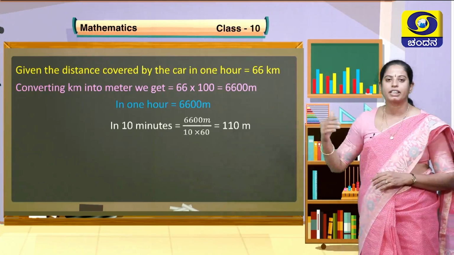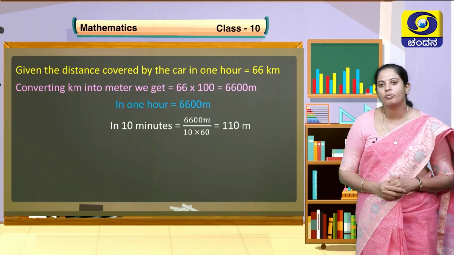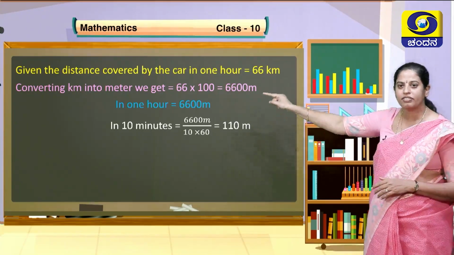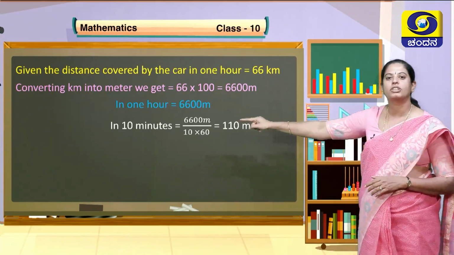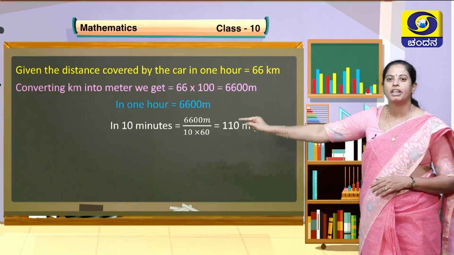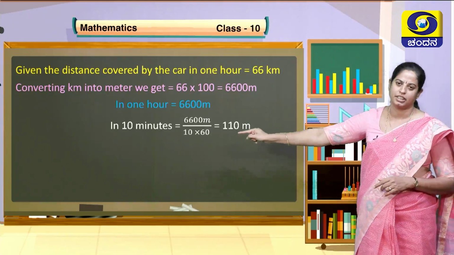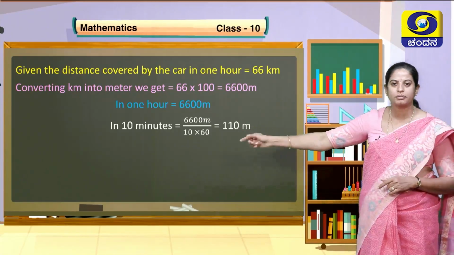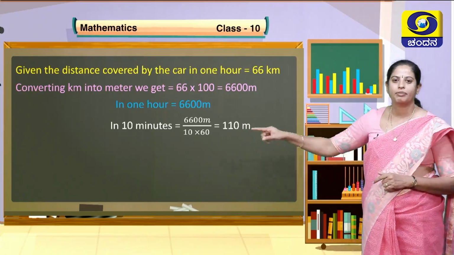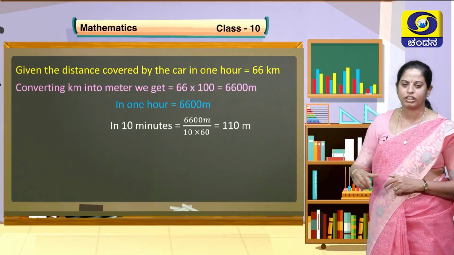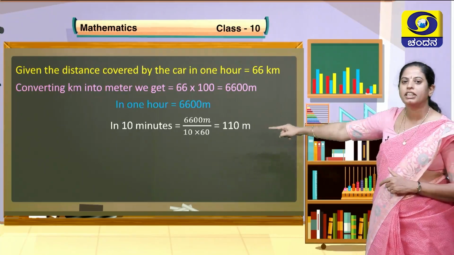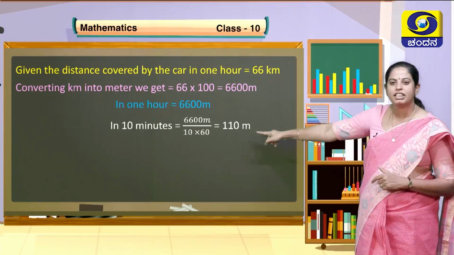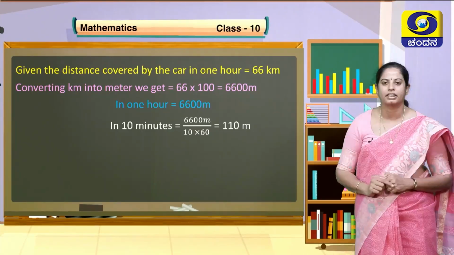Okay. Next, in 10 minutes how much does it cover? Let us convert that, because it is given in hour. So, 6600 divided by 10 into 60, since 1 hour has 60 minutes. To express this in minutes, I am dividing it by 60. Okay. Now, we have 110 meter. In 10 minutes, the distance covered is 110 meter.